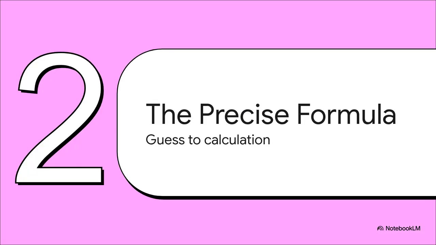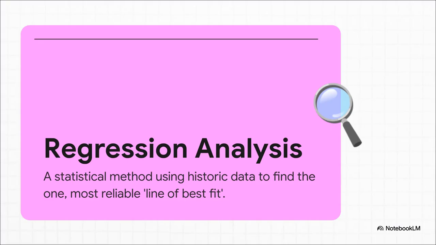So, to get rid of all that subjectivity, we need to upgrade. We've got to move from guesswork to actual math. We need a formula that gives everybody the same, single, most reliable answer every single time. And that amazing tool is called regression analysis. It's a statistical method that takes all that old data and, instead of just eyeballing it, it calculates the one single mathematically perfect line of best fit. No opinions, no hunches, just pure calculation.